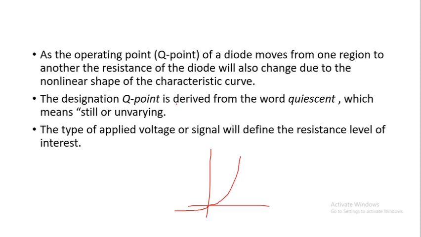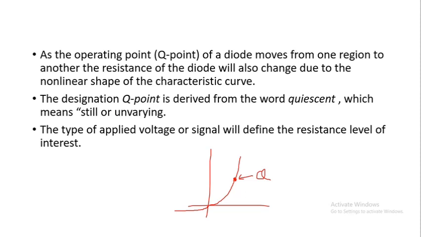The designation Q point is derived from the word quiescent, which means still or unvarying. So through biasing, we actually select the Q point of the diode, which is the operating point. When you bias the diode with DC voltage, this Q point is fixed and not changing. That is why the name suggests quiescent point or Q point.